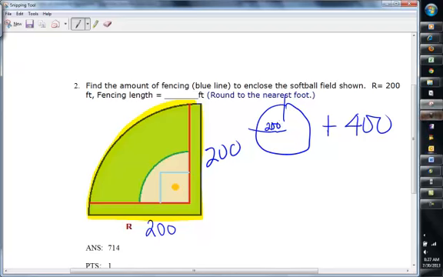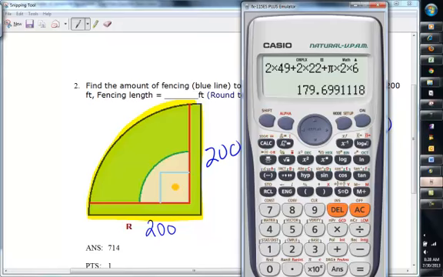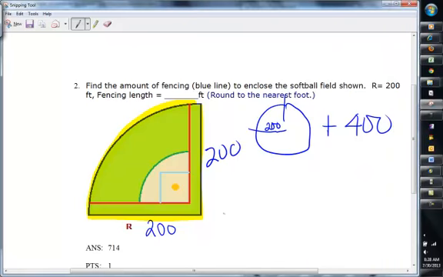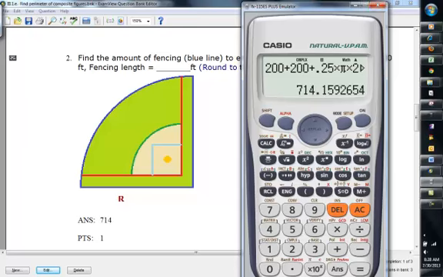So we're going to take 200 plus 200, those are the 2 straight fences, plus 1/4 or 0.25 times pi times 2 times the radius, because the radius is 200 feet. So we get 714.15 feet, rounded to the nearest foot. I believe these are the only 2 questions. Nope, maybe there's another one in here.